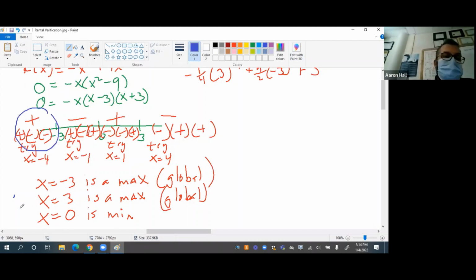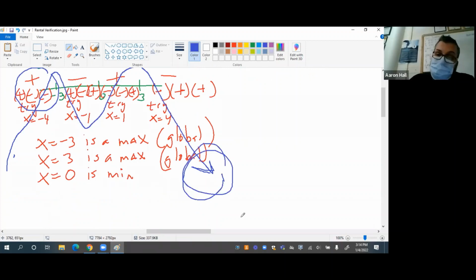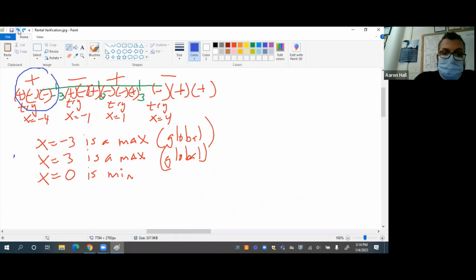What's happening over here? This is positive, positive, positive, positive, followed by a negative, followed by a positive, followed by a negative. Is there a minimum at all? Is there a global minimum at all? This just keeps on going down, down, down forever. So this has to be a local, not a global. There's no global minimum at all. You guys see that? So this is a local. This is a local.